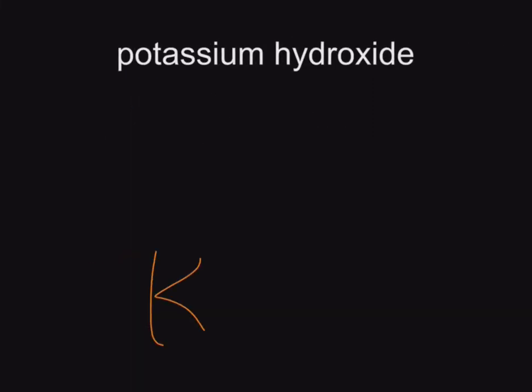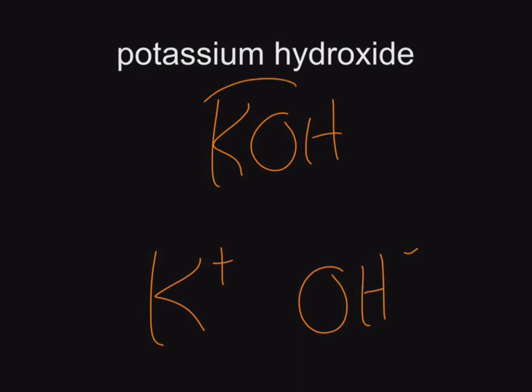Potassium hydroxide. Potassium is a +1. Hydroxide is a -1. Since the charges match, I can just write KOH and be done.